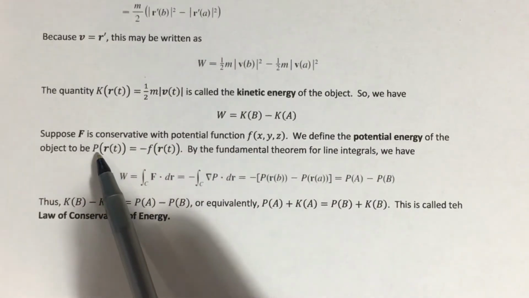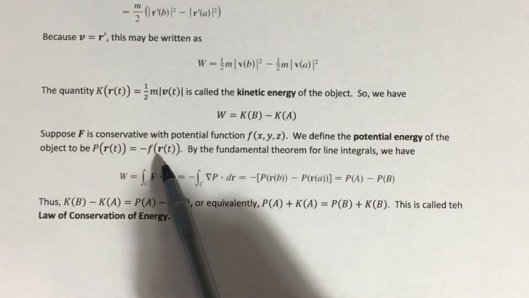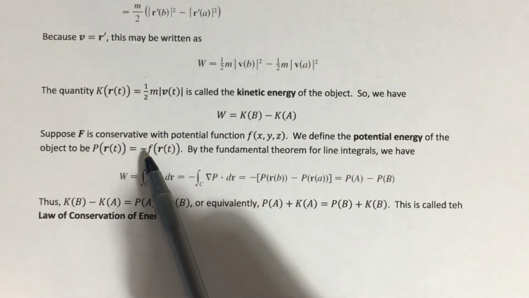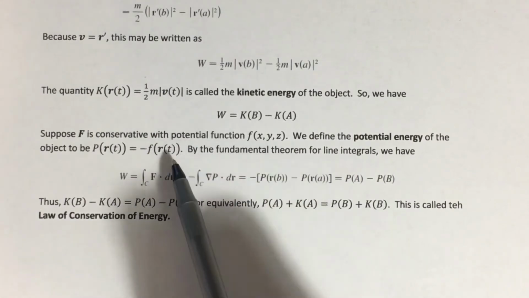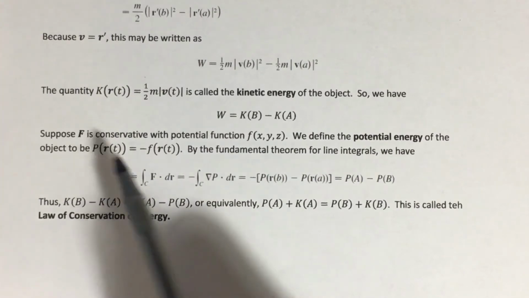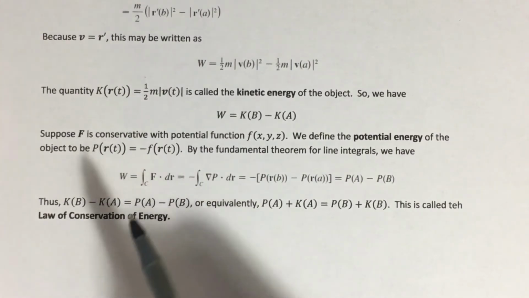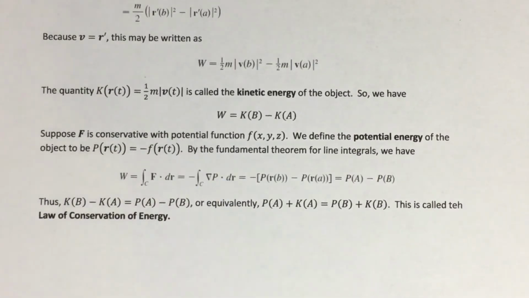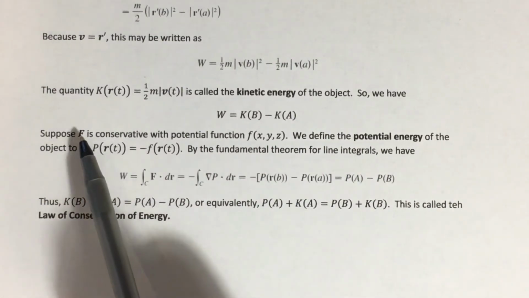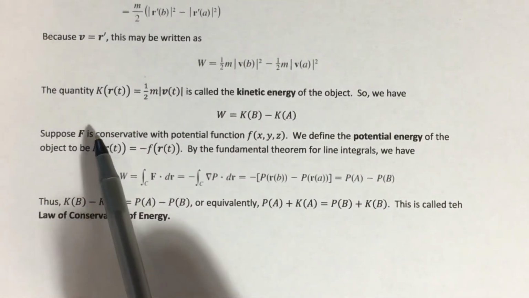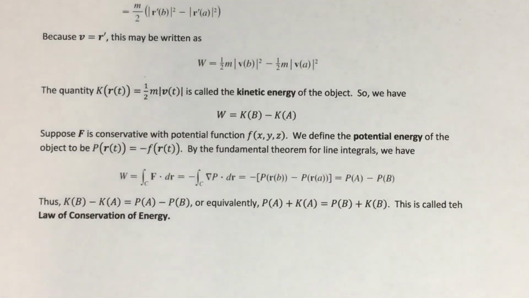So the potential energy of this object at time t is just going to be interpreted as the opposite of this function, where the point in here corresponds to the position of that particle at time t. So p is equal to negative f, little f. Okay? Here's where we apply the fundamental theorem for line integrals. We haven't needed it up until this point, but we're going to use it here. So the assumption that f is conservative means we're allowed to use the fundamental theorem.